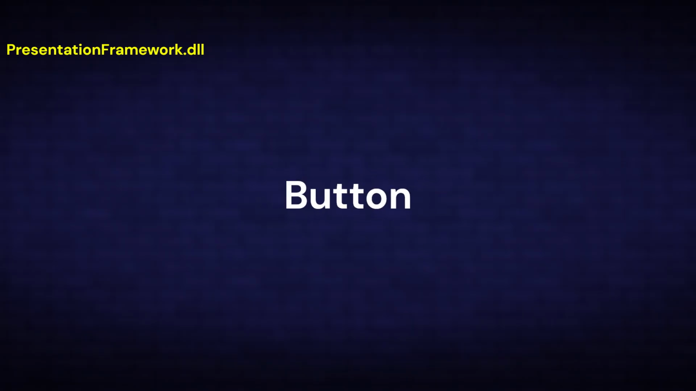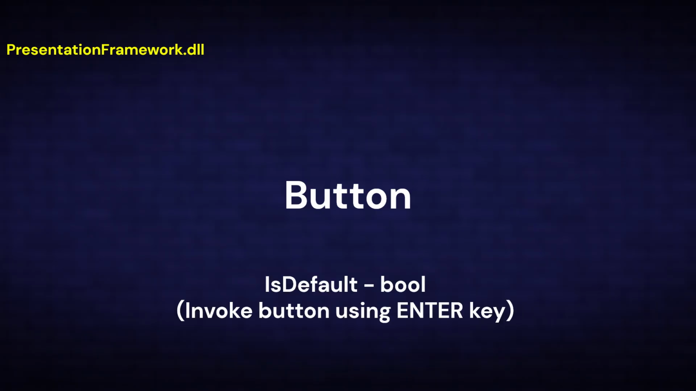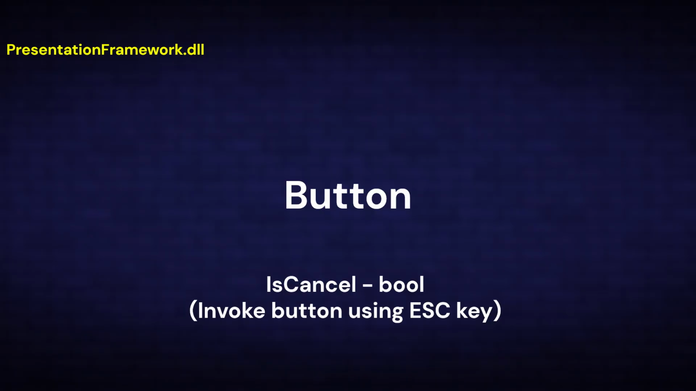The button class, which is derived from button base, has very little implementation in itself. It exposes a property, isDefault. If you set isDefault property of a button to true, the button's click logic or command logic will be executed when enter key is pressed. Likewise, it exposes a property, isCancel. If you set isCancel property of a button to true, the button's click logic or command logic will be executed when escape key is pressed.